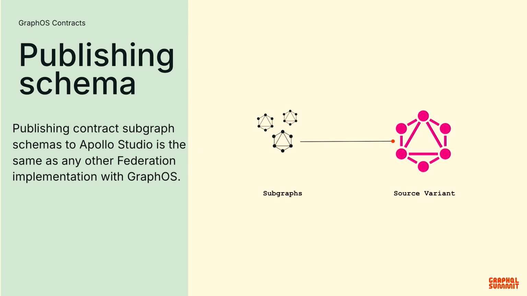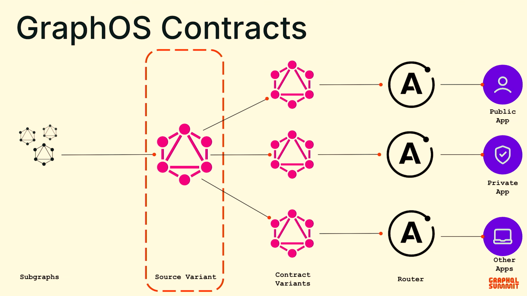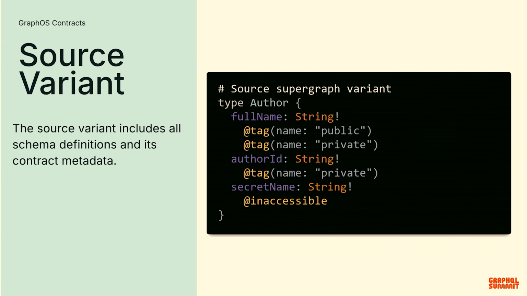So at that point, we have a good working subgraph schema that uses contracts, right? And the next step is to publish it to our schema registry, in this case, GraphOS. And that's when GraphOS composes the source variant Supergraph schema. And the main takeaway I want to call out about the source variant schema is that this isn't the schema that Router uses to serve customer traffic. So with that, let's take a look at what a source variant looks like.